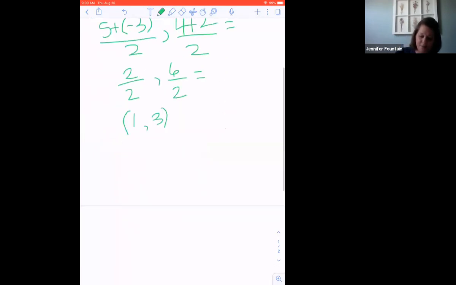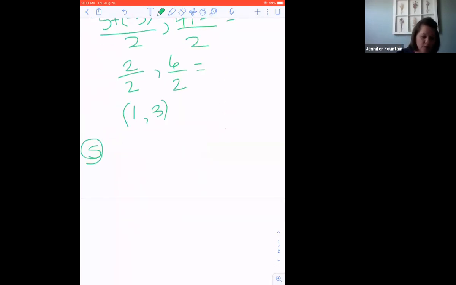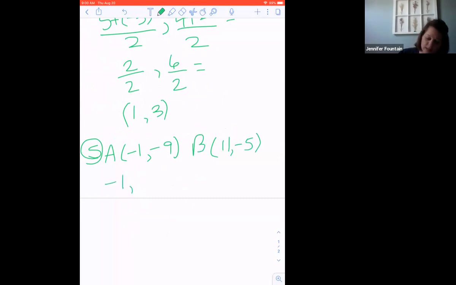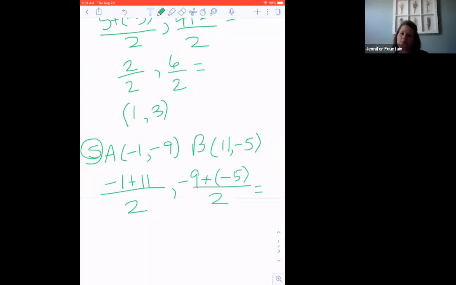Let's look at number 5. A is (-1, -9) and B is (11, -5). So again, I'm going to set it up where I have x1 plus x2 divided by 2, and then y1 plus y2 divided by 2. -1 plus 11 is going to give me 10 over 2. -9 plus a -5.